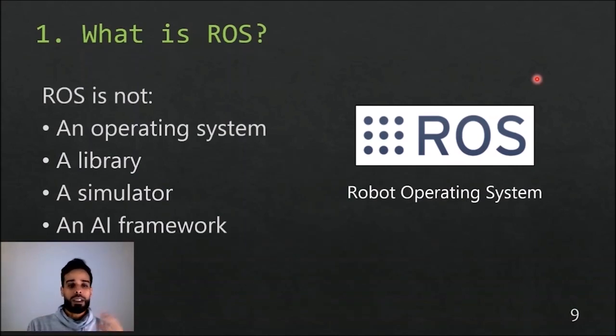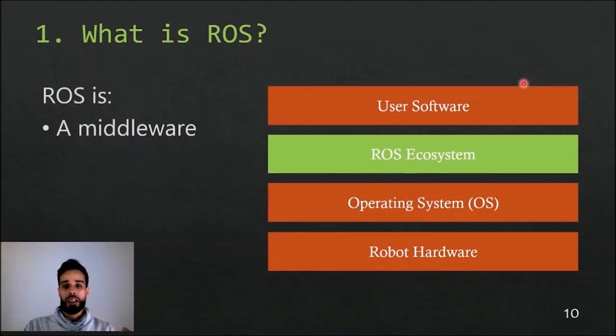Okay, so what's exactly ROS? So ROS is a middleware. It's on top of the operating system, between the operating system and the user software. The operating system, basically, will manage the memory, the file system, the low level stuff of the system command and interruptions, and the drivers of the systems.